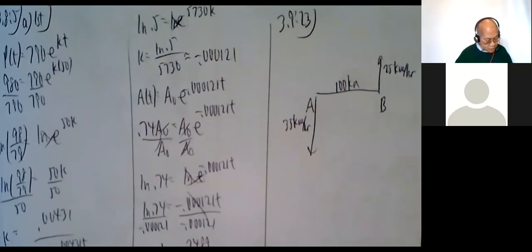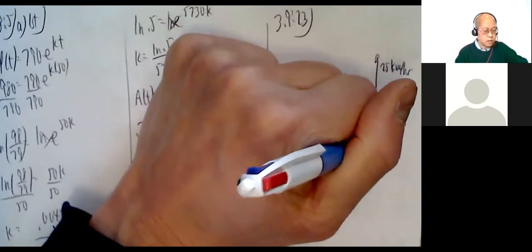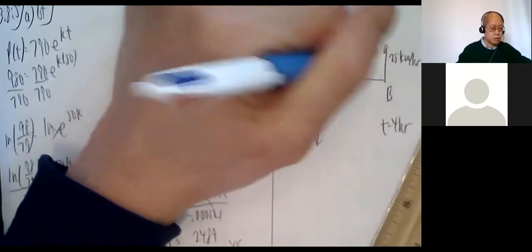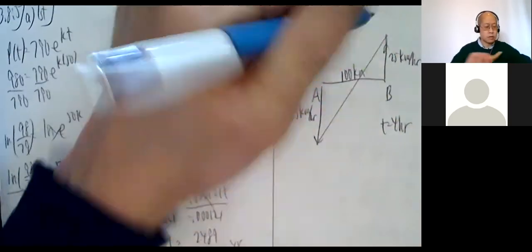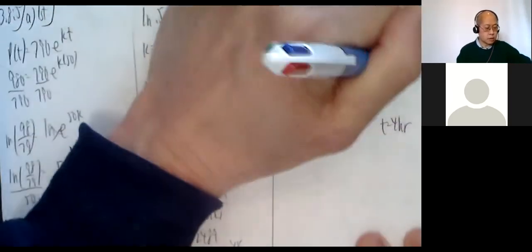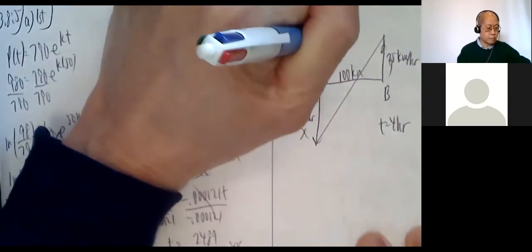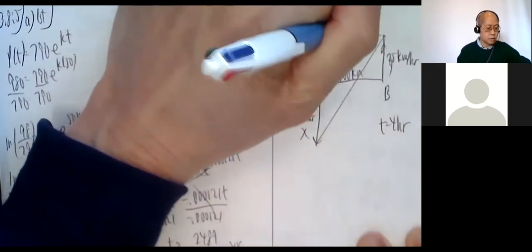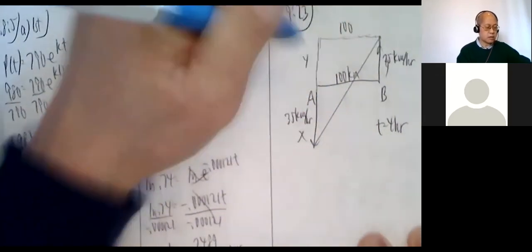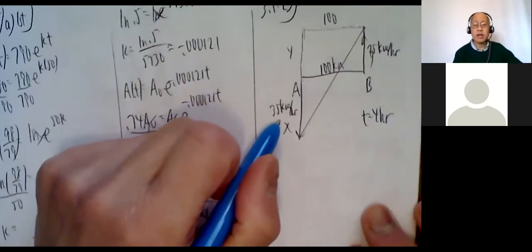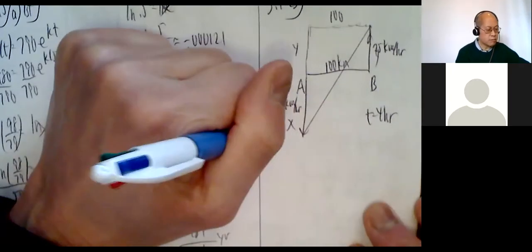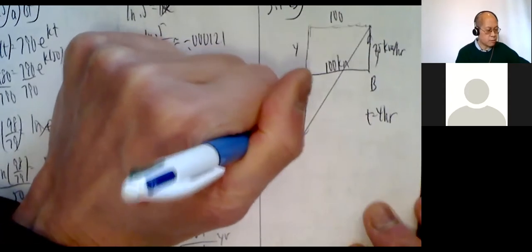How fast is the distance between the ships changing at 4 p.m.? So that's 4 hours. Okay, so here's my picture. I'll call this X, I'll call this Y. I'll complete the picture like so. This is 100. This is also Y. All right, 35 kilometers per hour, 4 hours means 140 kilometers.